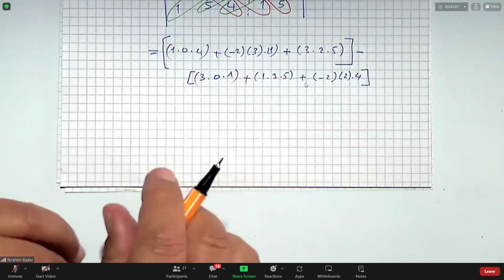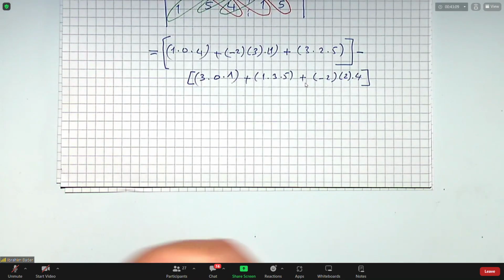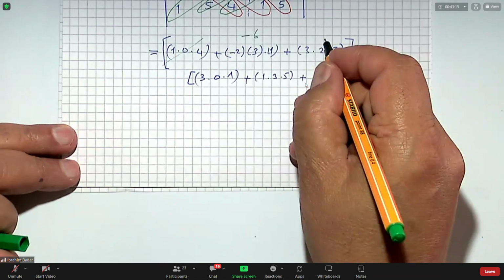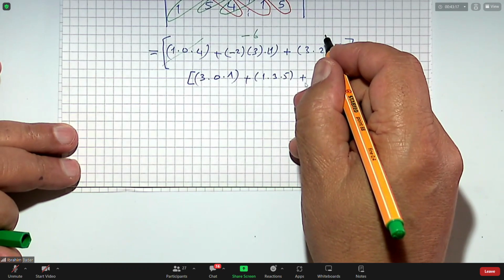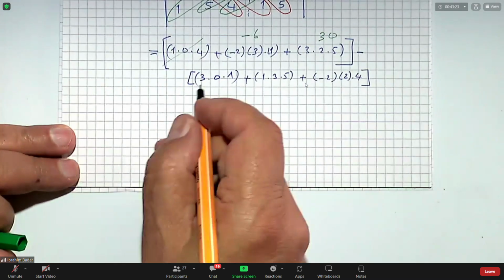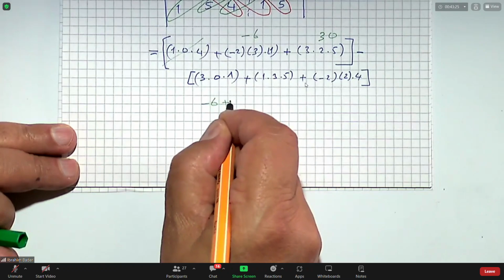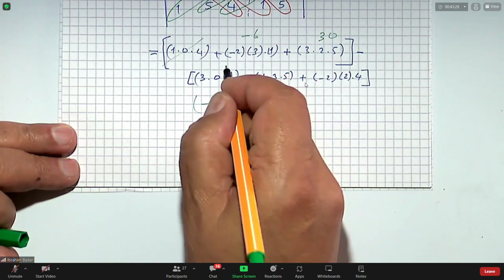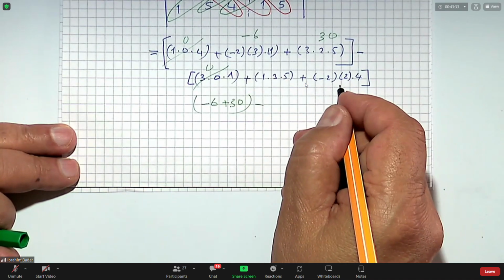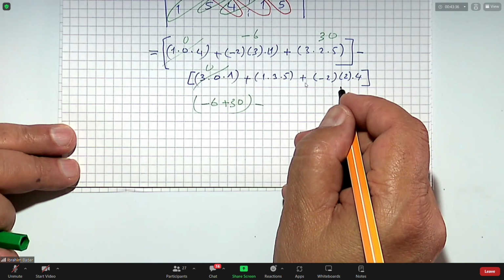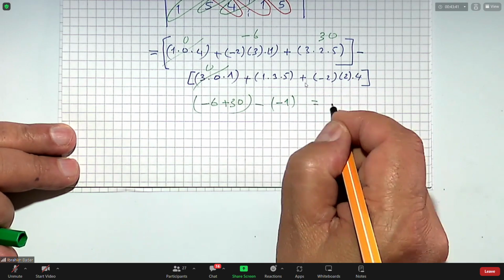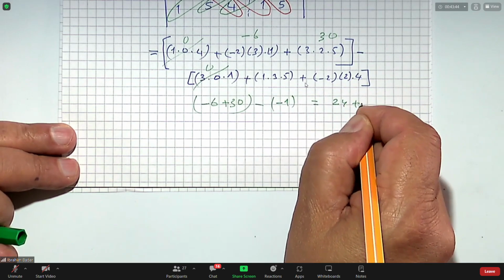So let's evaluate it one by one. This one is 0. Here I have negative 6, right? Yep. This one is 30. So here I have negative 6 plus 30 minus 0, 15 minus 16, minus 1, right? So it's equal to 24 plus 1 is 25.